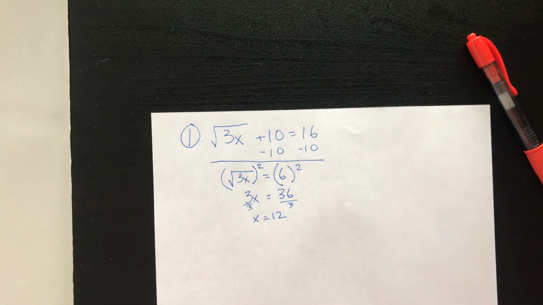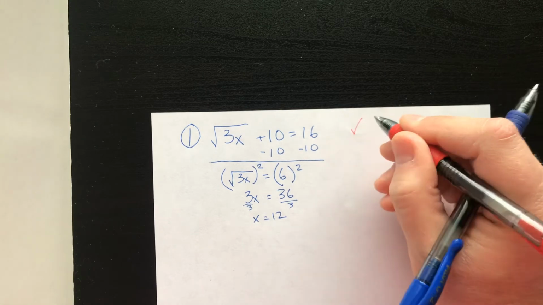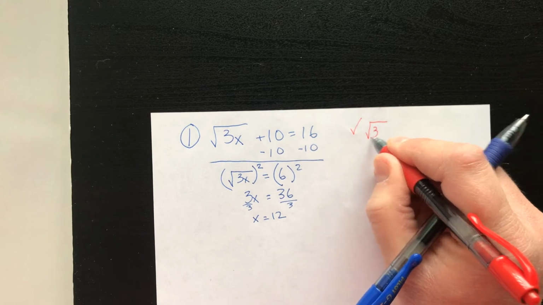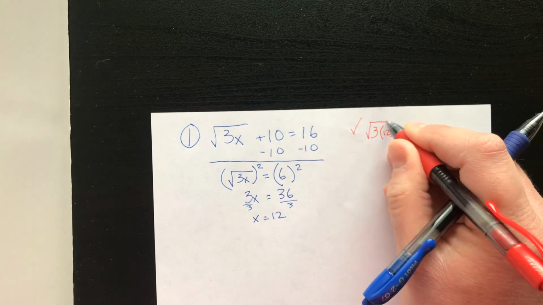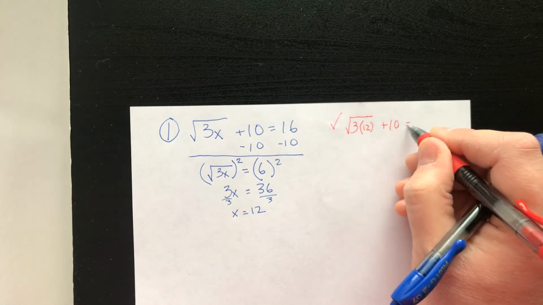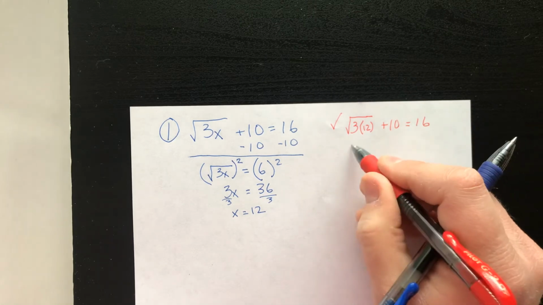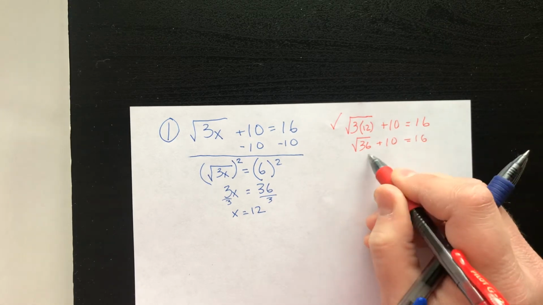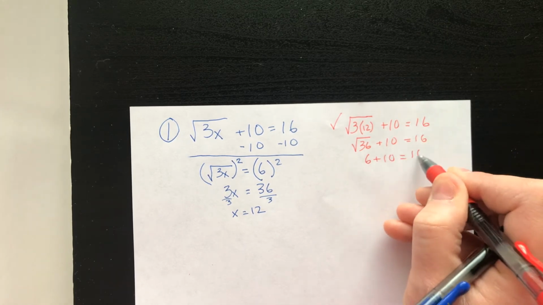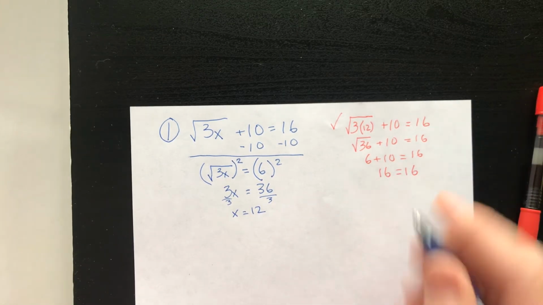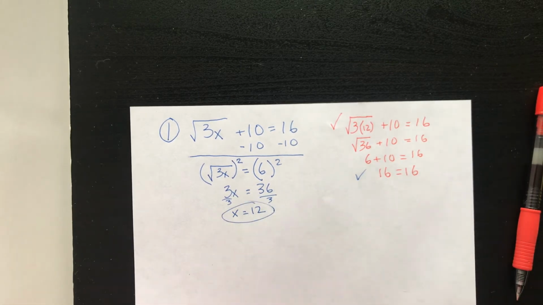Now, we need to check our solution. So you come over here and do a check, and you use the original problem. So the square root of 3, and instead of x, I'm going to put the 12 in there, plus 10, does that equal 16? So the square root of 36 plus 10 equals 16. 6 plus 10 equals 16. 16 is equal to 16. So we are good to go. This worked out. That's our solution.